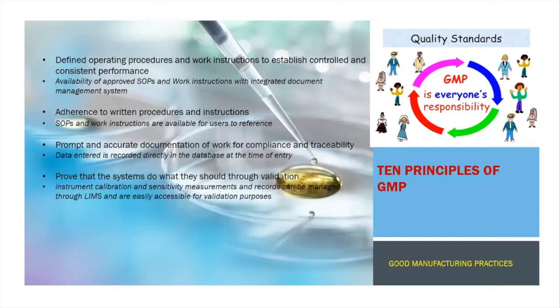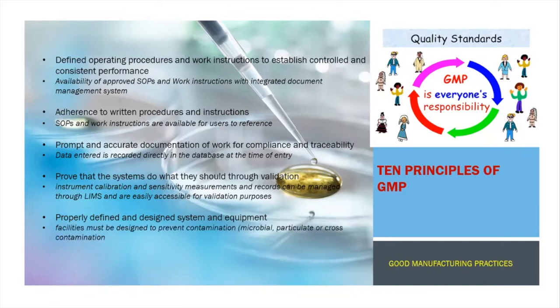Instrument calibration and sensitivity measurements and records can be managed through LIMS. LIMS is actually Laboratory Information Management System, and are easily accessible for validation purposes. So we have to prove that the systems do what they should through validation. Properly defined and designed system and equipment. Facilities must be designed to prevent contamination, microbial contamination, particulate, or cross-contamination.